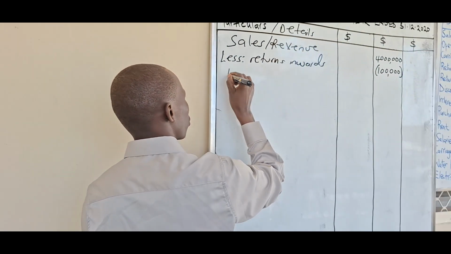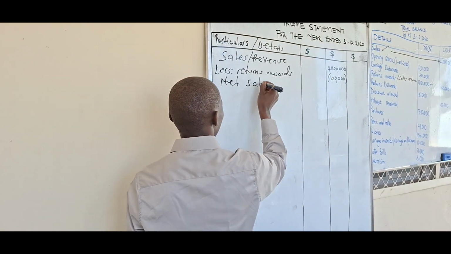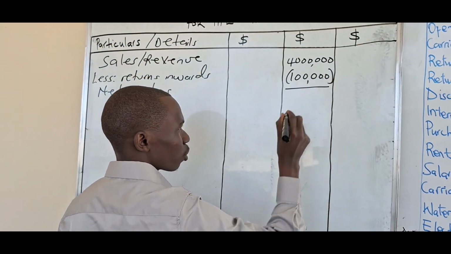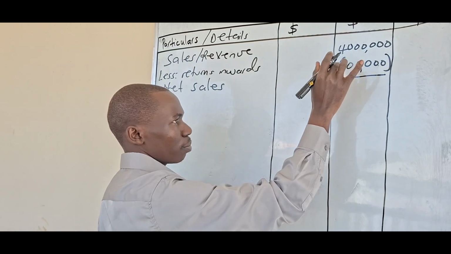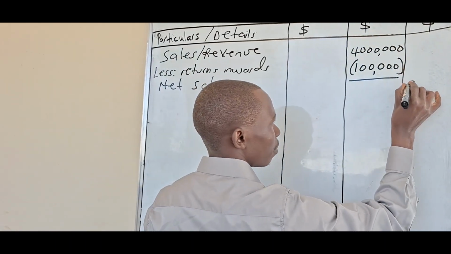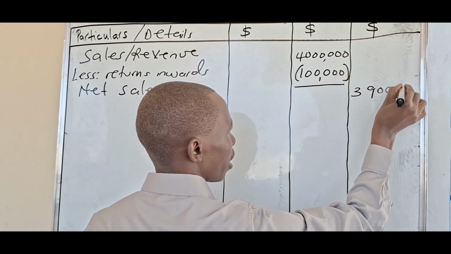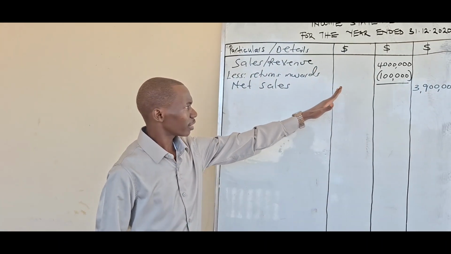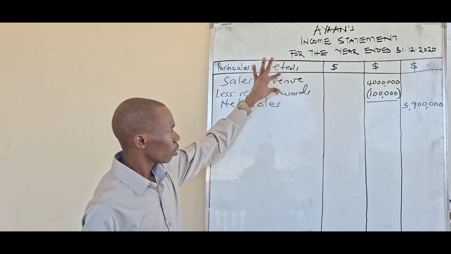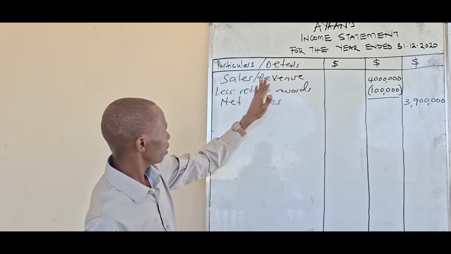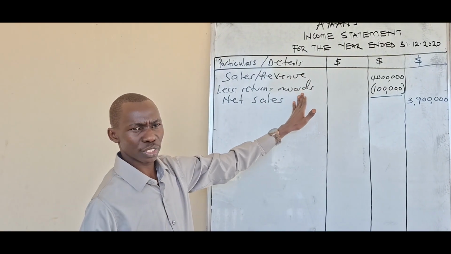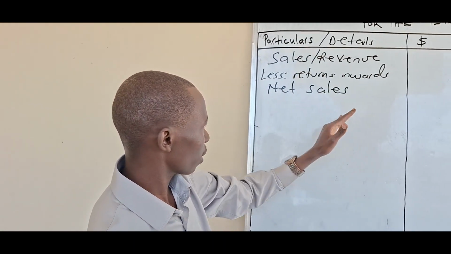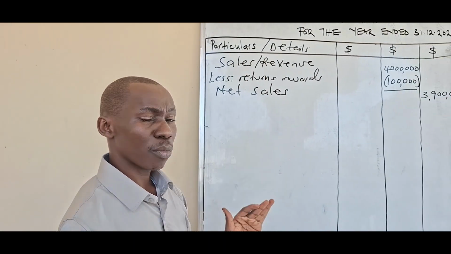Then once you subtract, you get what we call net sales or net revenue. Get this minus this. You put this to show that is the equal sign. 4 million minus 100,000, then you get 3,900,000. Good. Now, clearly, you can see we have our revenue for the whole year, that is 2020. We have subtracted all returns, which are goods returned by the customers to the business for the whole year, worth 100,000. Once you do that, you come up with what you call net sales.